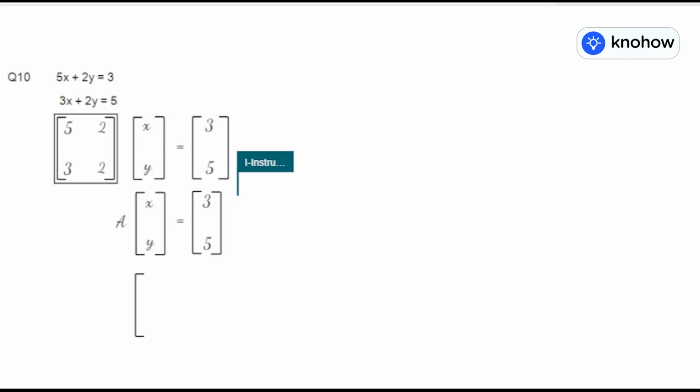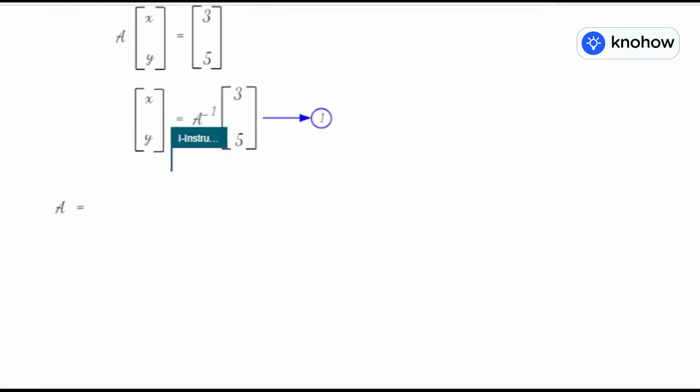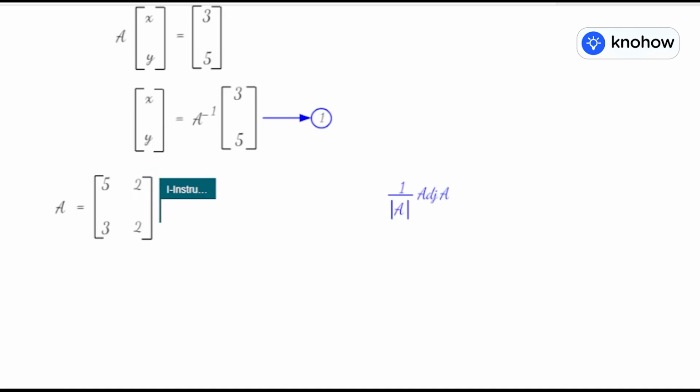On the left you are simply left with xy. On the right side I write symbolically A inverse multiplied by the constant matrix 3, 5. Call it 1. Now it is a matter of finding the value of A inverse and substituting it in 1. Now here the coefficient matrix A is 5, 2; 3, 2. And to find A inverse, that is 1 by determinant A into adjoint A. So let us work out determinant A. It is 5 into 2, 10, minus 6, that is 4.